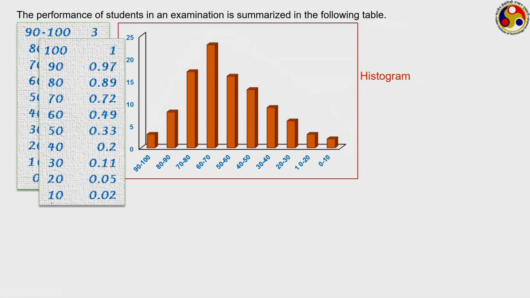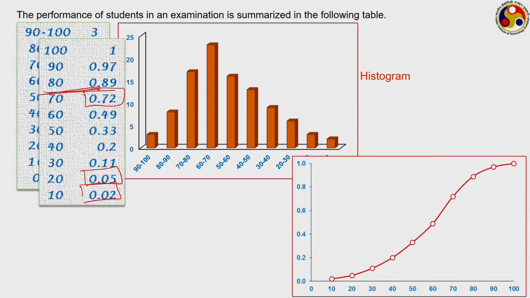Like the first one, that is up to 10, we can see 0.02 represents just 2% of students have got below 10, then 5% of students have got between 10 to 20? No, this is below 20. Similarly, 72% of students have got marks below 70. That is, this is a cumulative sum that we are doing.